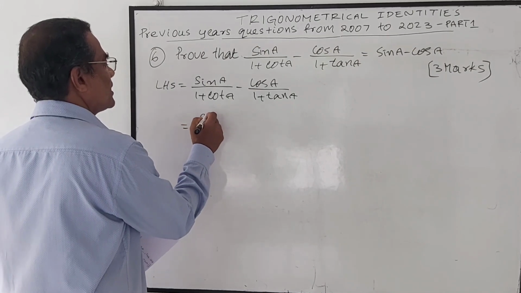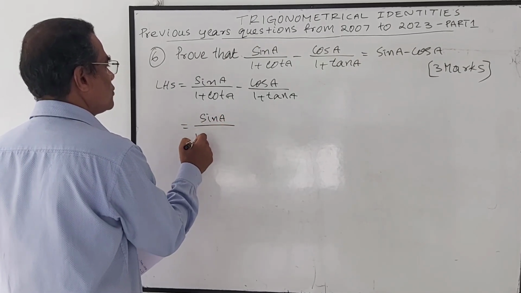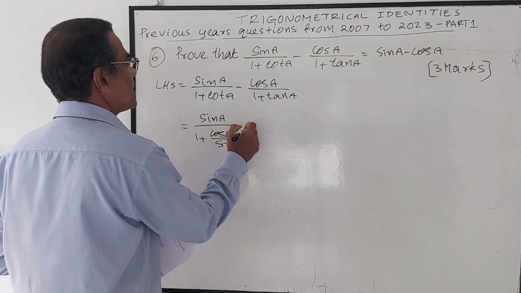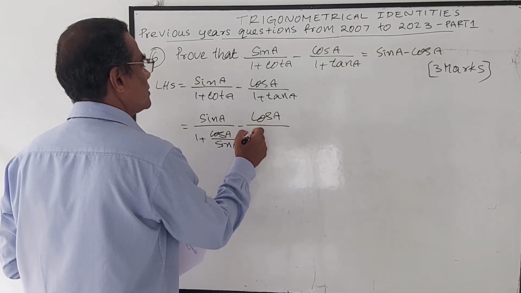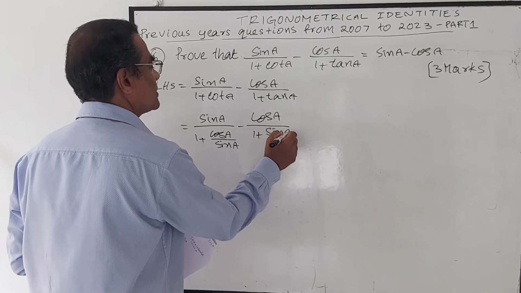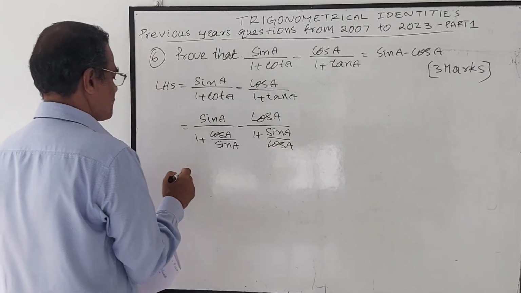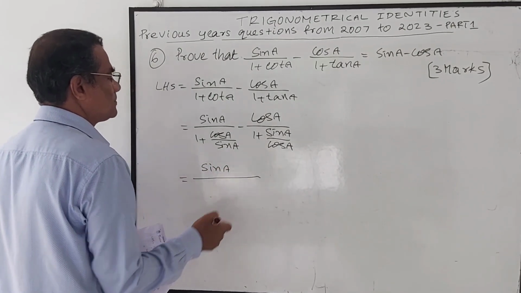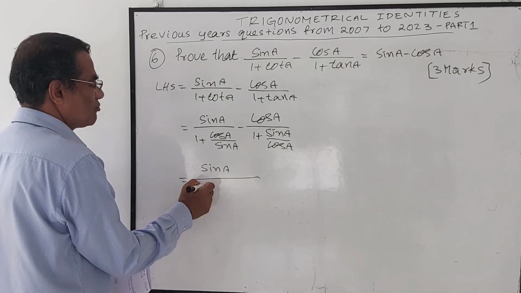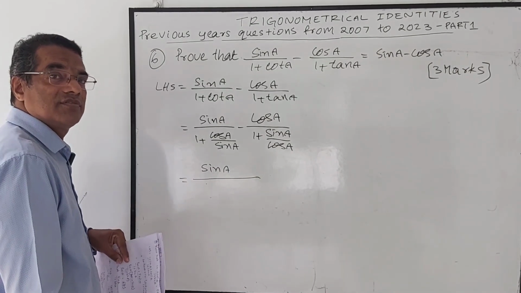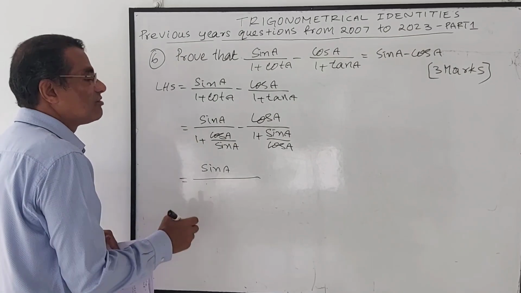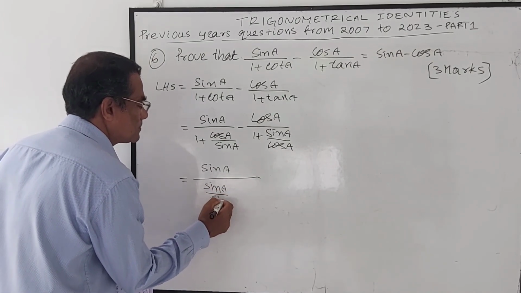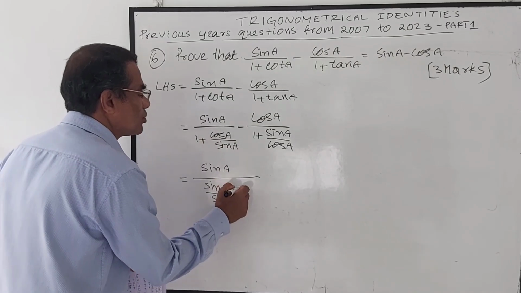Equal to sin A by 1 plus cos A by sin A minus cos A by 1 plus sin A by cos A. Equal to sin A divided by 1, instead of 1 we will write sin A by sin A, plus this is cos A by sin A.